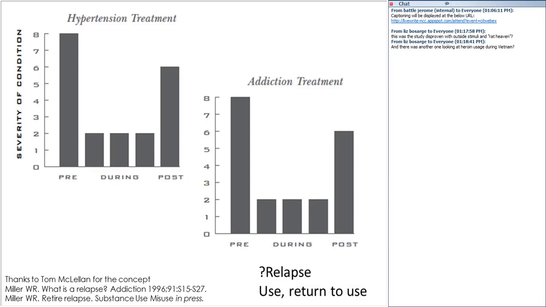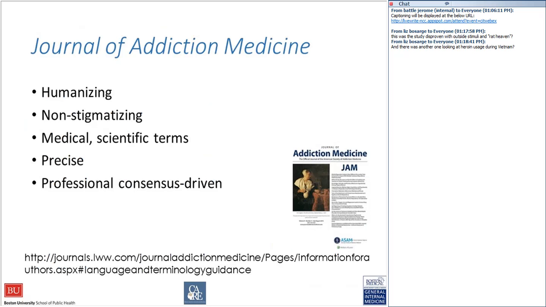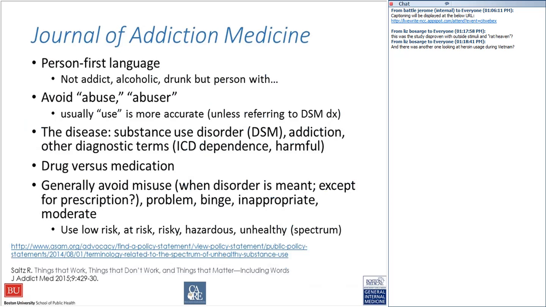At the Journal of Addiction Medicine, which I edit, we aim to recommend that authors use humanizing, non-stigmatizing medical scientific terms that are precise and professional consensus driven. And so we provide detail. If you're interested, you can see our detailed instructions to authors. You'll have the link to this. And we recommend person-first language that is not addict, alcoholic, or drunk, but person with whatever the medical condition is they have, like substance use disorder.